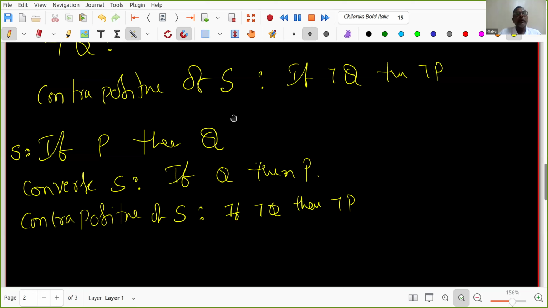So look at here. If Renu is not in India, negation of Q, then Renu is not in Jaipur, negation of P. Okay, is it clear? No problem. If not, I will give more examples. It may not be clear at first, so I'll give more questions so that it will be clear, right?